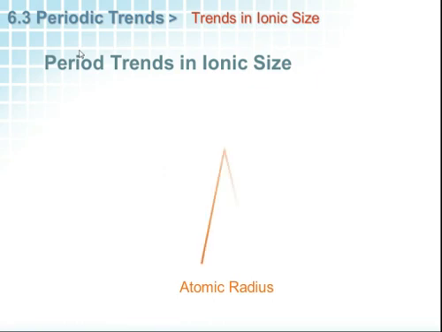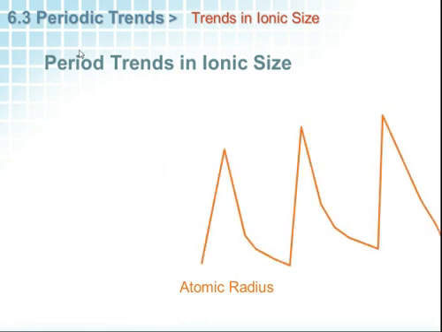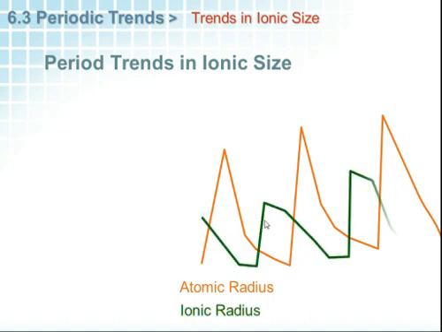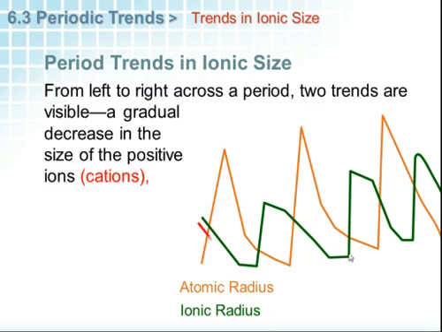So periodic trends. So this was our graph. If you did the graphs from those earlier projects, these were basically the atomic radius size. We peaked at the alkali metals and we had our little valleys at the noble gases. Ionic radius, it peaks at the nonmetals because nonmetals, remember, increase in size, and its valleys are down in the cations. So from left to right across the period, 2 trends are visible.